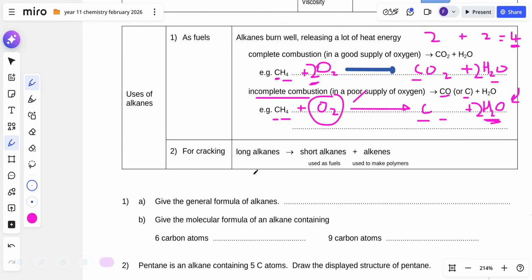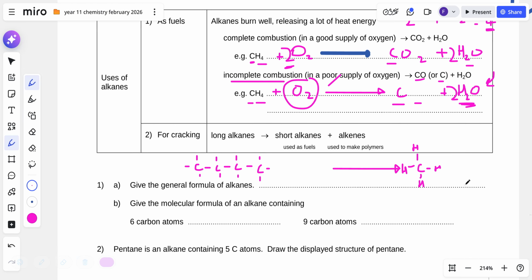Okay. Now, an example of cracking. If I have 1, 2, 3, 4, and you never get them this small, but I'm going to use a small one. This is butane. We won't waste time drawing hydrogens around it. I'm going to heat it up and crack it, and assume I make a smaller one, which is going to be methane. This one I am going to draw the hydrogens so you can see where I'm thinking. Cracking is about making smaller molecules from bigger molecules.